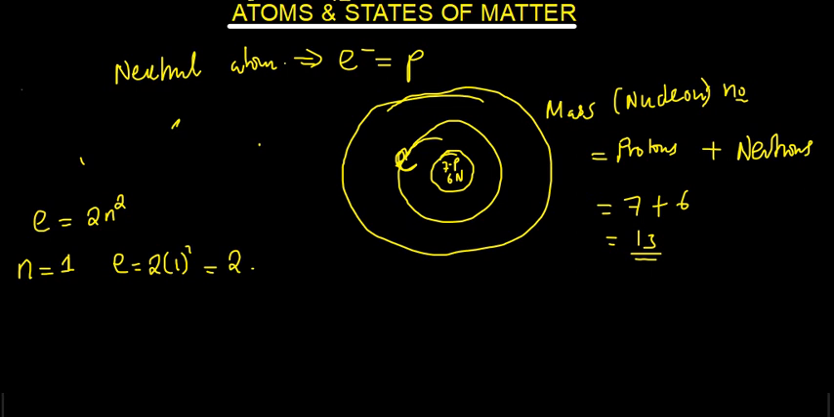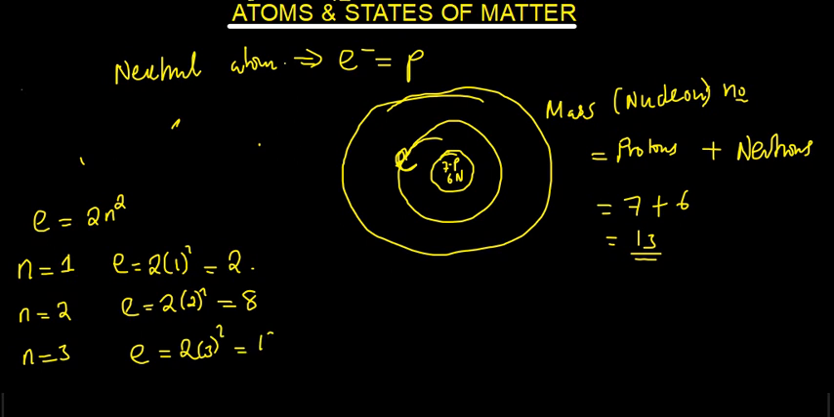And then for the second shell, n is equal to 2. The number of electrons that the second shell is going to have is 2 times 2 squared. 2 squared is 4, 4 times 2 gives us 8. For the third shell, the number of electrons it's going to have is 2 times 3 squared. 3 squared is 9, 9 times 2 is going to be 18. And it continues to go like that. So that is how you find the number of electrons.